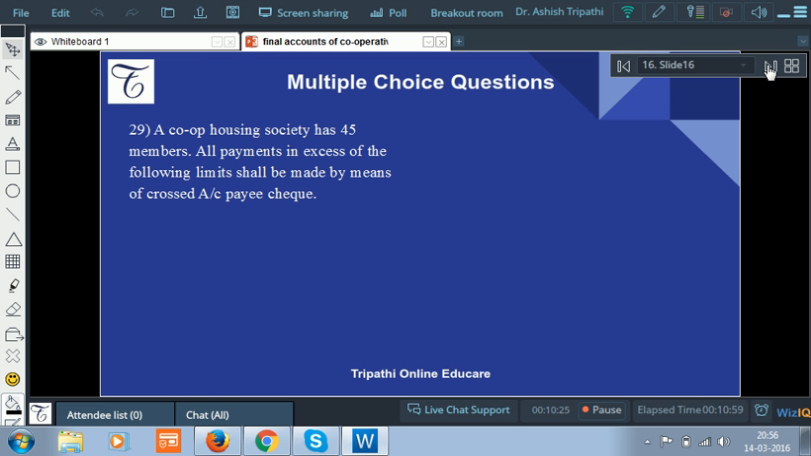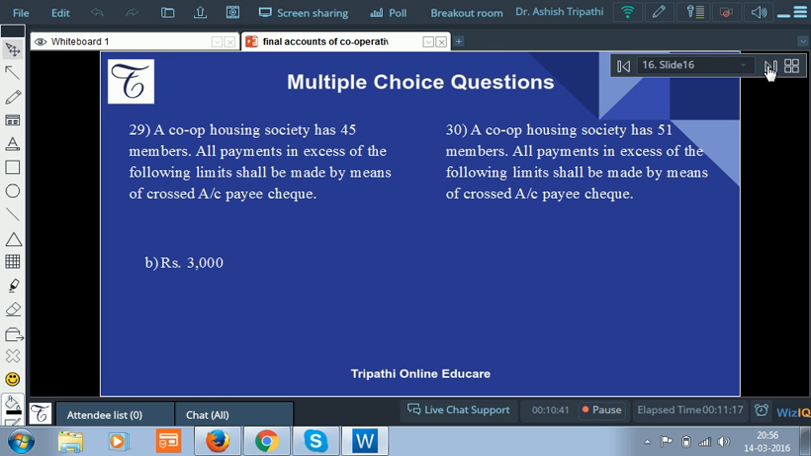29. A cooperative housing society has 45 members. All payments in excess of the following limit shall be made by means of crossed account pay check. A, rupees 1500. B, rupees 3000. C, rupees 4500. D, rupees 5000. And the correct answer is B, rupees 3000.